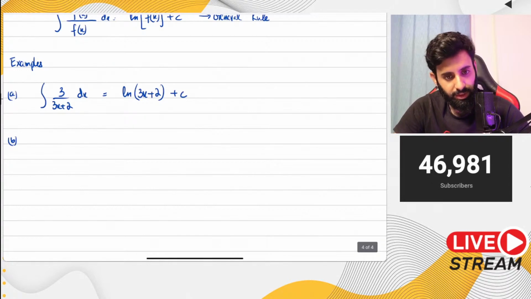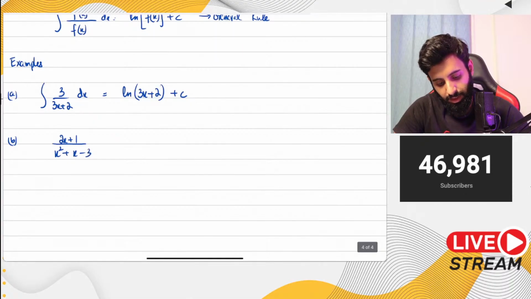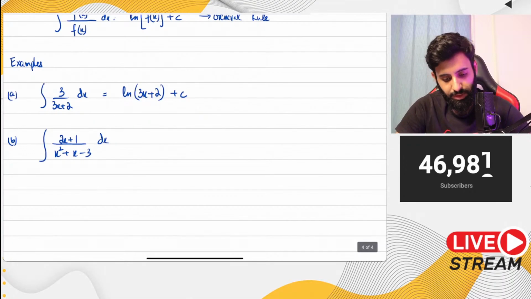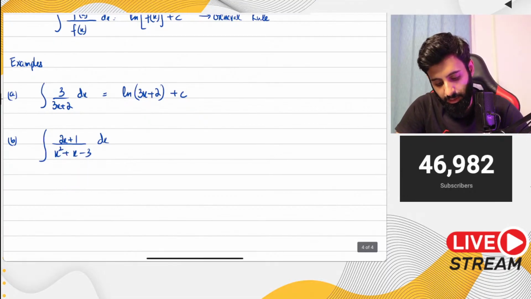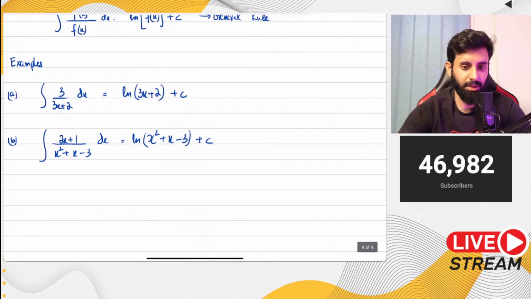Okay, let's do another example. Let's say you have 2x plus 1 in the numerator, and in the denominator you have x square plus x minus 3. Again, if you differentiate the denominator, you'll notice that it's exactly equal to the numerator. So it's simply going to be ln of x square plus x minus 3, and then just put a plus c, and that's it.